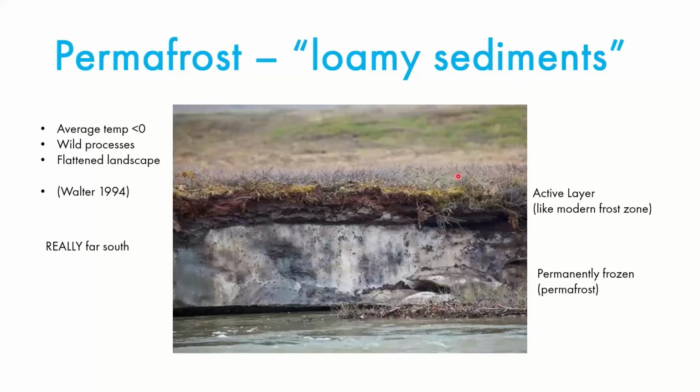And what that sets up is a system where there's an active layer that thaws each year due to solar radiation heating it up, but then the ground underneath it is still going to be frozen. So that is a pretty wild thing, and we see the consequences of that in Canada and Russia today.